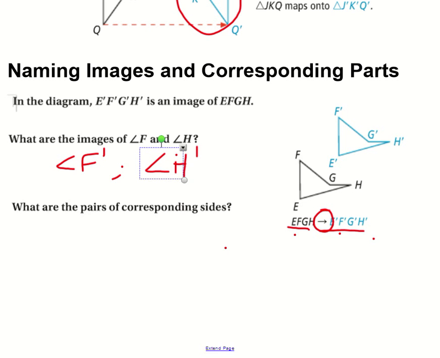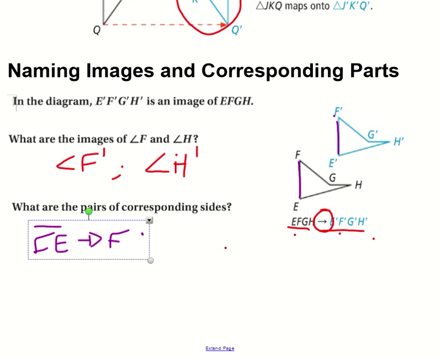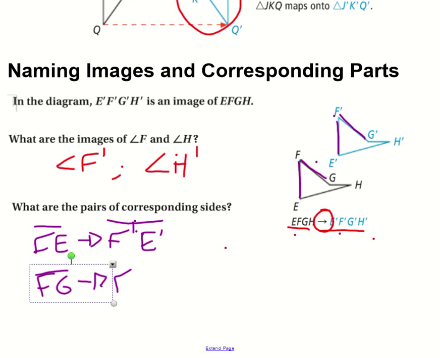Now the question is, what are the pairs of corresponding sides? Well, in the first image, we have FE. Those are the first two letters. That's going to correspond over to F prime, E prime. So segment FE is going to go to segment F prime, E prime. If you look at the next one, FG is going to go to F prime, G prime. FG maps to F prime, G prime.